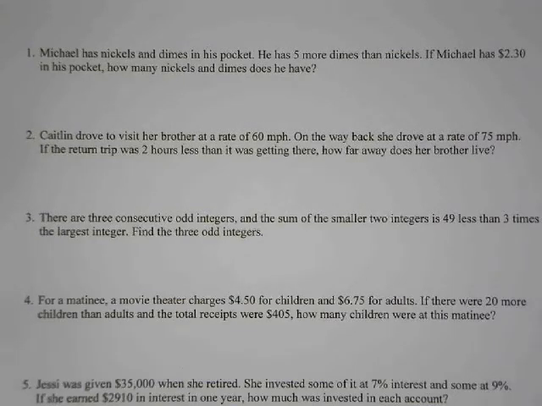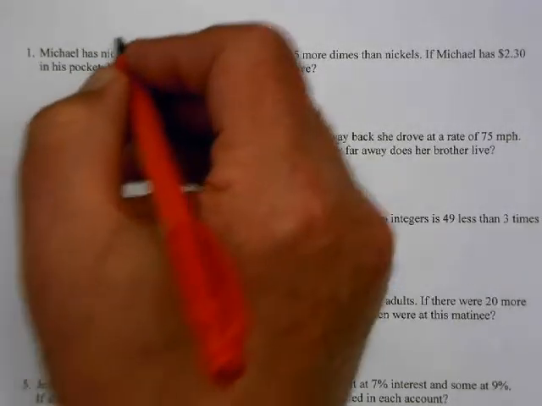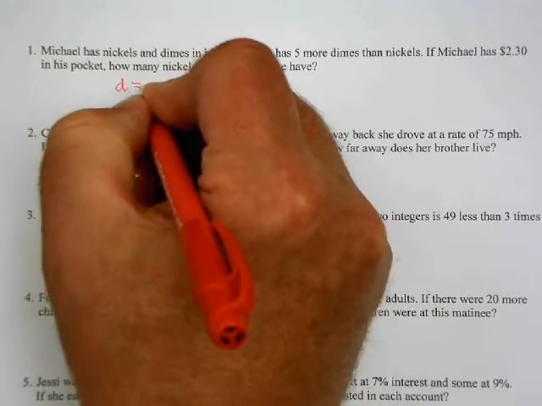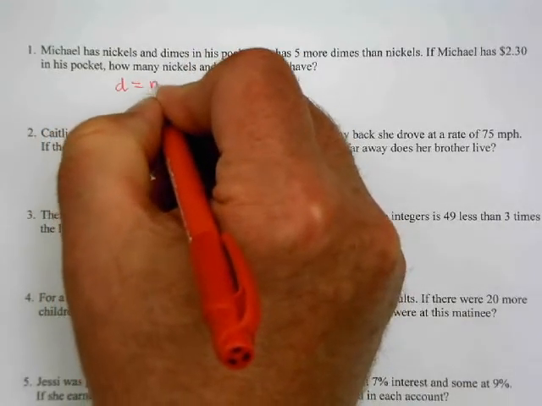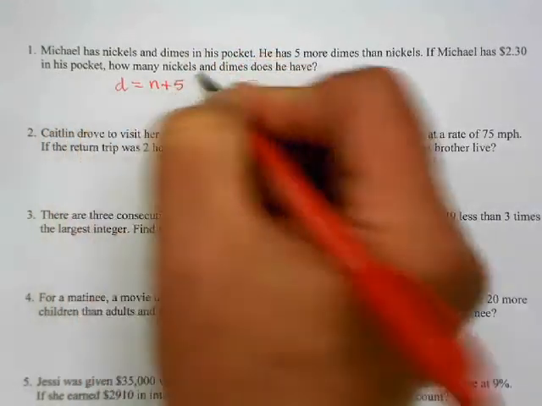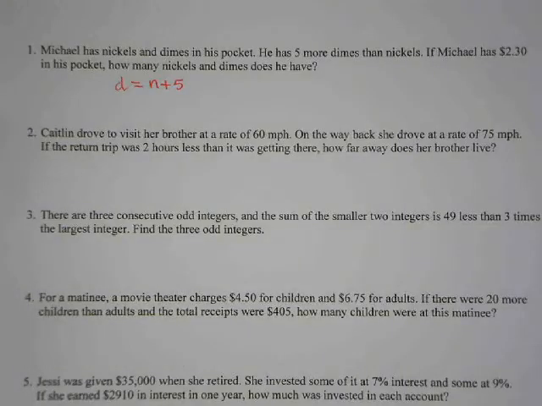So let's start off with problem 1. Michael has nickels and dimes in his pocket. He has 5 more dimes than nickels. If Michael has $2.30 in his pocket, how many nickels and dimes does he have? So first thing is he has 5 more dimes than nickels. So the dimes are going to equal the nickels plus 5. So note I have d for dimes, n for nickels.